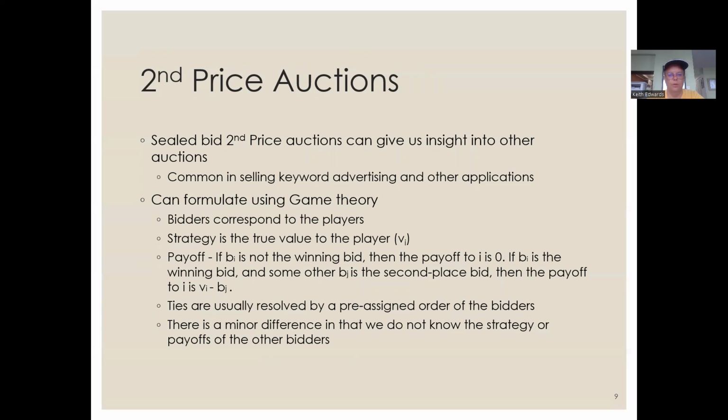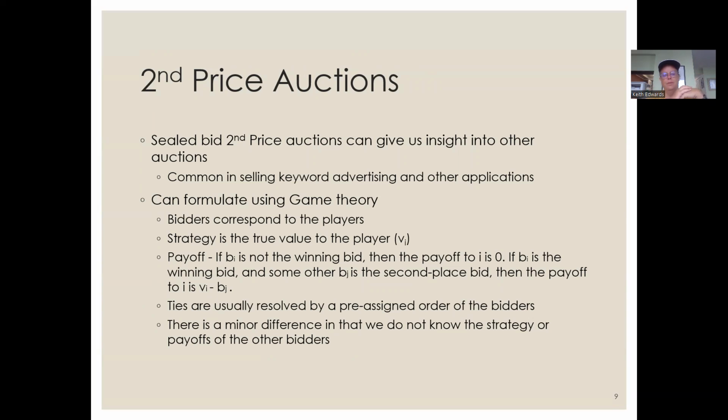Second price auctions are basically the ones where the winner pays the second highest price, and they give us insight into other types of auctions. Now, these are common in selling keyword advertising and other applications. I think you can set them on certain internet auction sites. You can formulate these using game theory. The bidders correspond to the players, and the strategy is the true value to the player, V sub I.